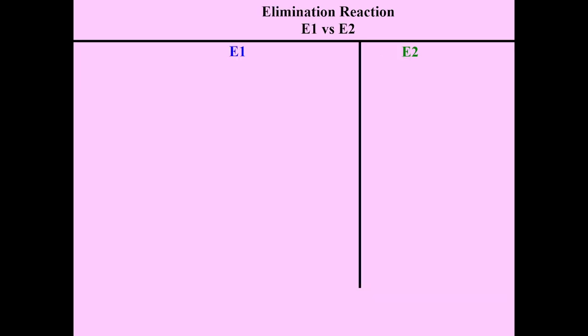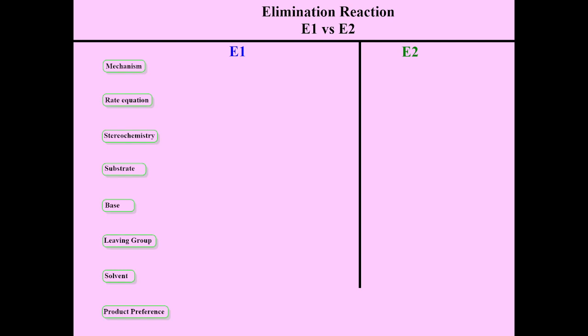Next we will move to the elimination reactions, E1 versus E2. We see that there are similar parameters. There is one parameter added, the product preference in terms of E1 and E2. The rest of the parameters are the same, except that in place of nucleophile, here you can see the base.